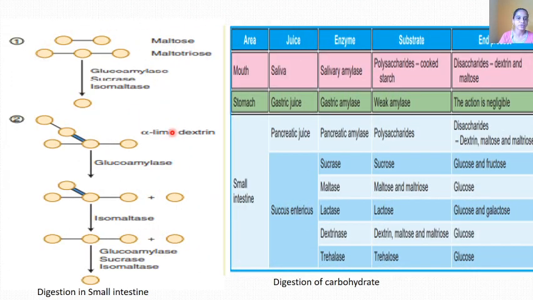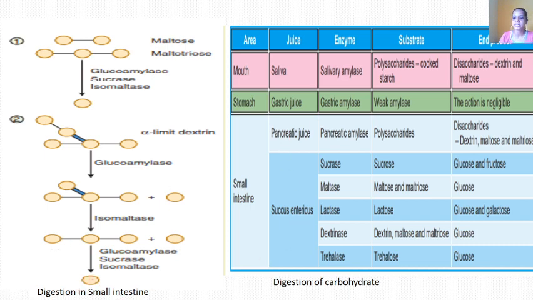Okay, so this is what you see. This is what we have discussed in our previous slide. So this isomaltase will break down this, and it will produce a maltotriose, and either isomaltase or maltase can break it down and produce glucose molecules.